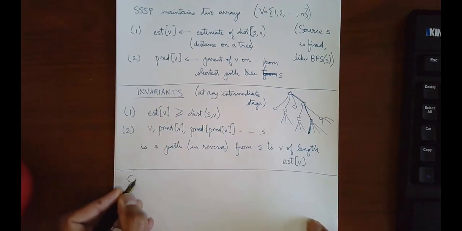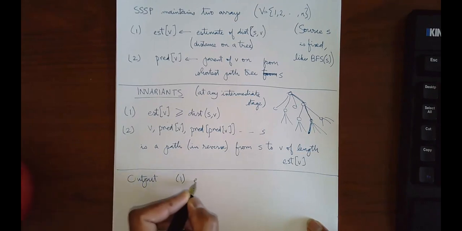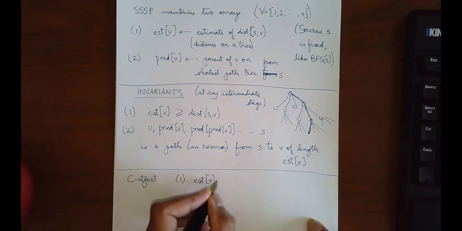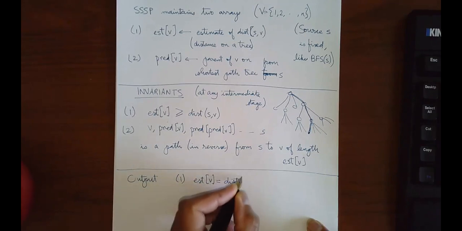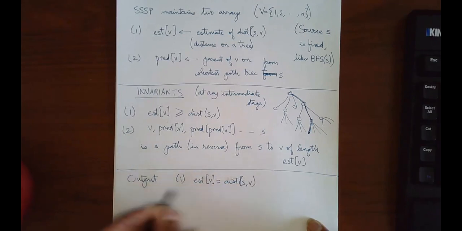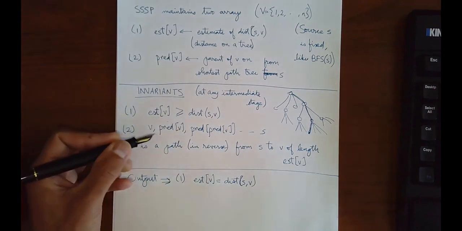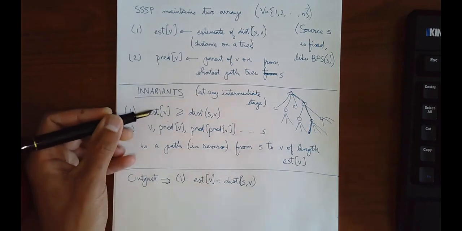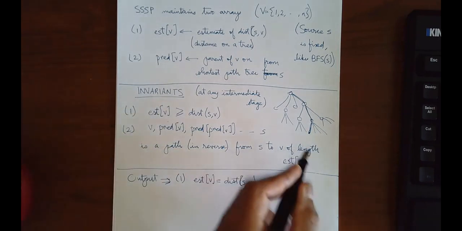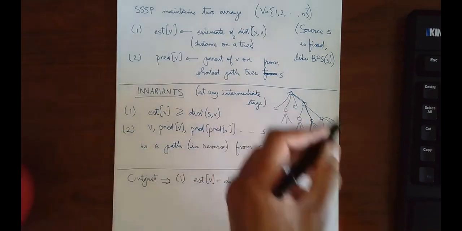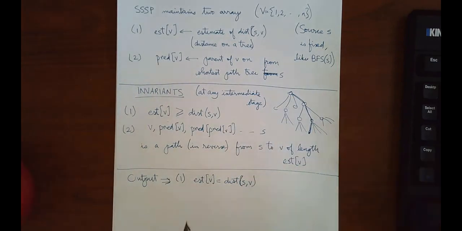In the output, one is going to simply just say that the estimate of V is equal to the distance of V. When you want the output, you want these to be equal. But the way the algorithm works, it starts with an estimate, and it's going to keep improving upon the estimate by looking at different paths, and it's going to maintain some shortest path tree. And this is how this algorithm proceeds.